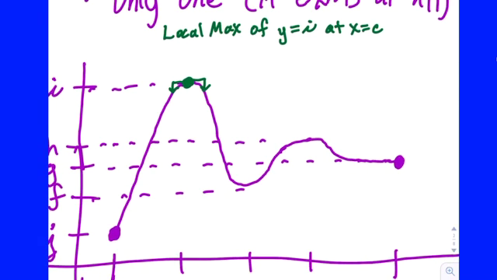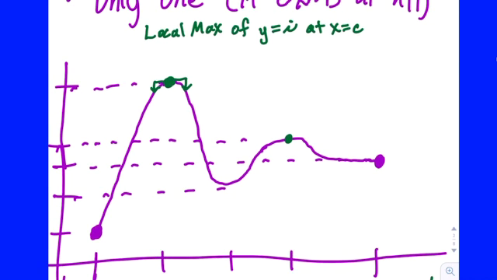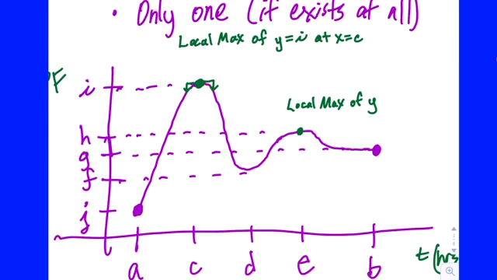Let's go to the next one. The next one, over here. There's another hill right there. So on that one, we also have a local or relative maximum. Whenever you say "of," that's going to be a y value. So, of y equals h, and it occurs at x equals e.